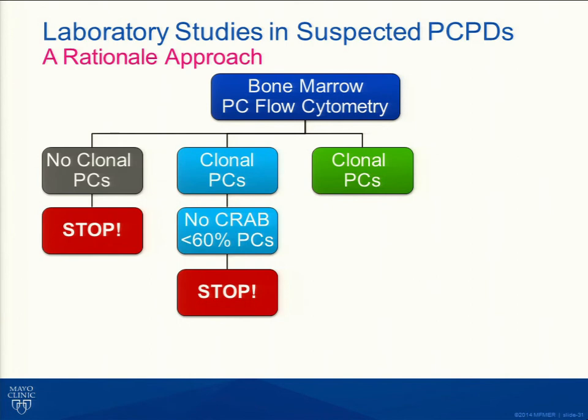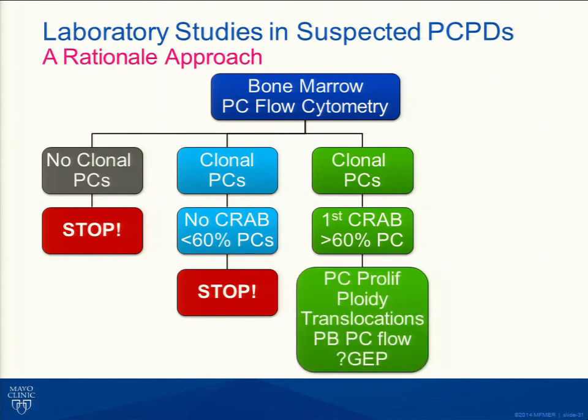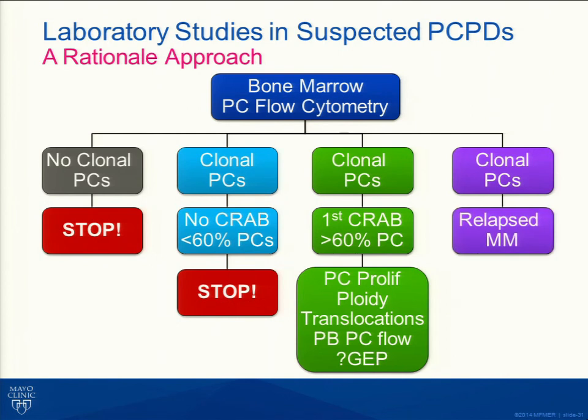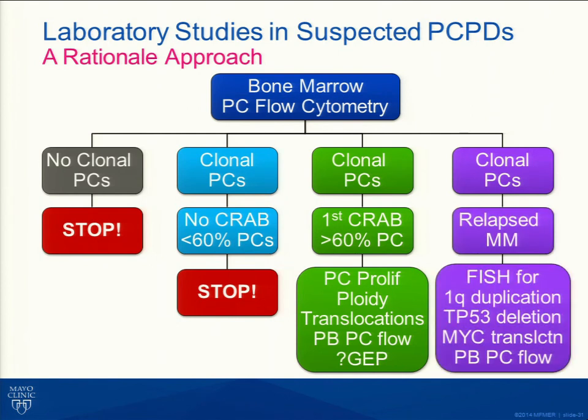Anyways, if there are clonal plasma cells, and it's a first-time diagnosis of myeloma, either because of a high burden or because of CRAB, then they need all of the prognostic studies, at least proliferation, ploidy analysis, DNA translocation analysis. I would argue probably peripheral blood flow cytometry diagnosis is helpful. And also, again, potentially gene expression profiling. And then in relapse patients, basically, there are some FISH studies that are associated with disease progression and poor prognosis, and again, peripheral blood flow, but a much more limited set of analyses.